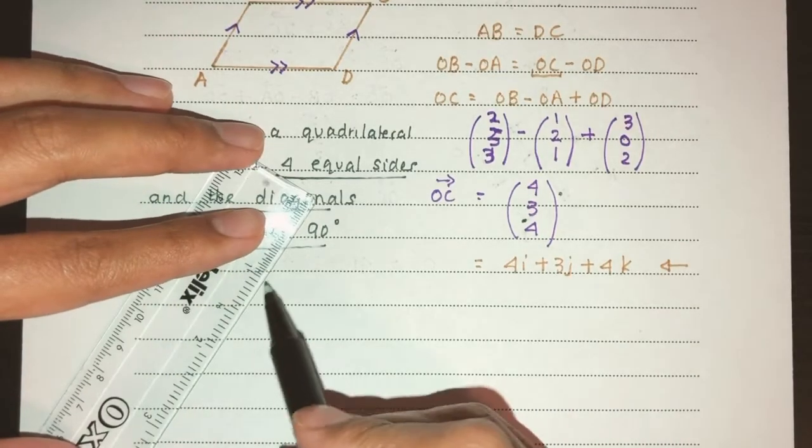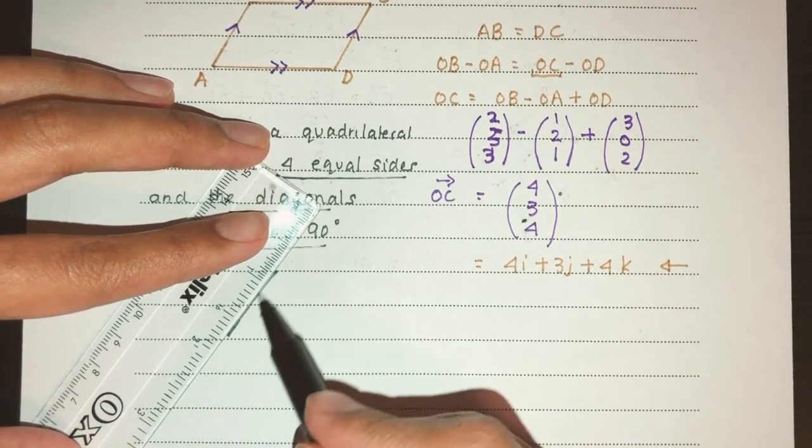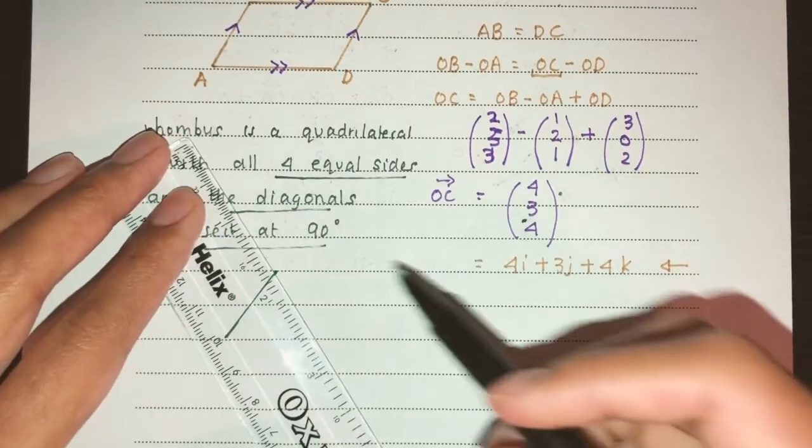Now, for example, let's make a drawing here so you can understand. So all the 4 sides has to be the same.